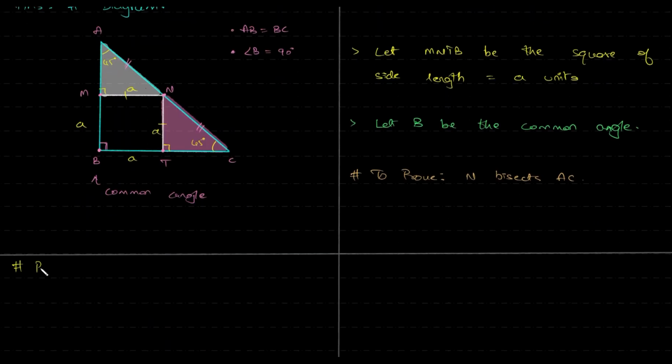So the proof begins with, let's talk about angle A plus angle C plus angle B. First we'll talk about triangle ABC. What do we have? We have angle A plus angle C plus angle B is equal to 180 degrees. This is because of the angle sum property of triangles.